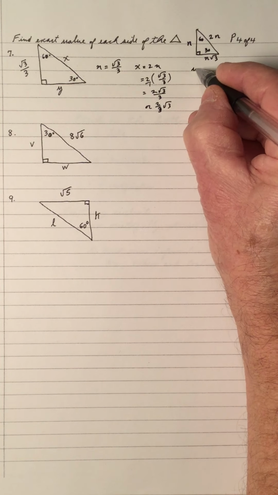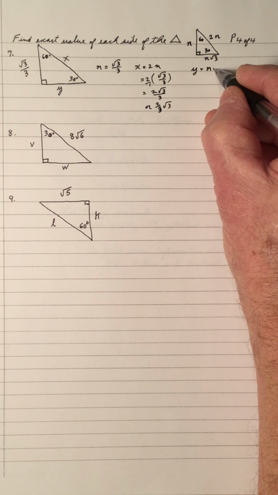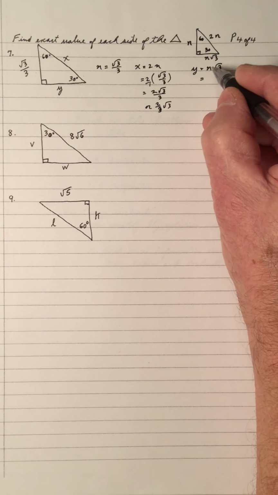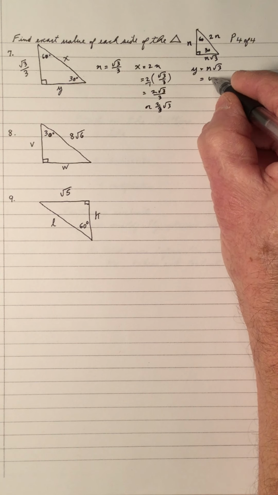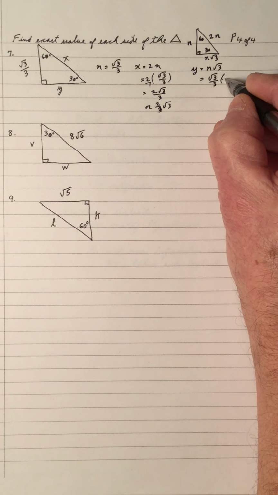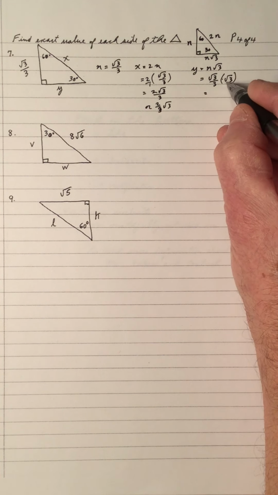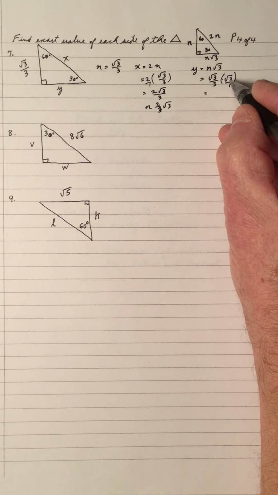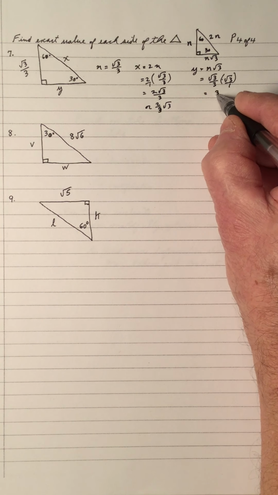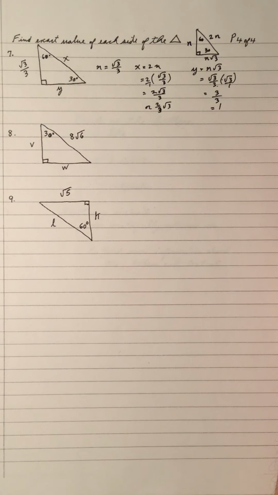And y is opposite to 60. Opposite to 60 is n root 3. So n is 3 over root 3 times root 3. And that gives us root 3 over 1. Root 3 times root 3 is root 9, which is 3. 3 times 1 is 3. So that gives me 1.